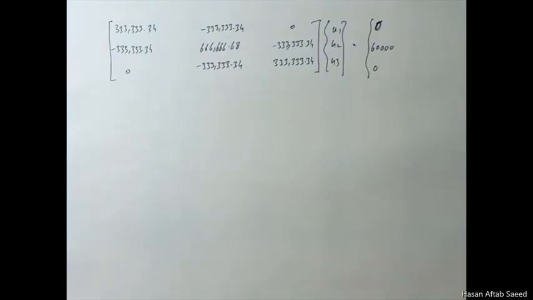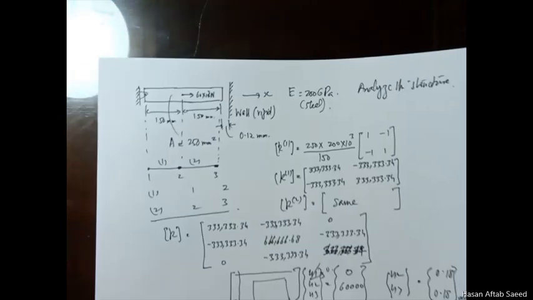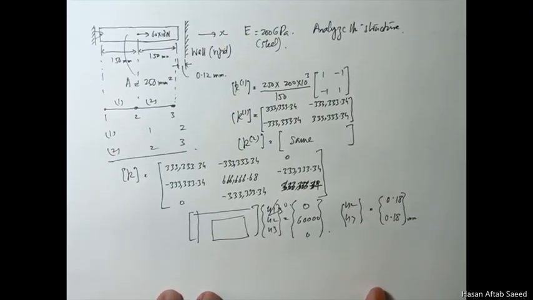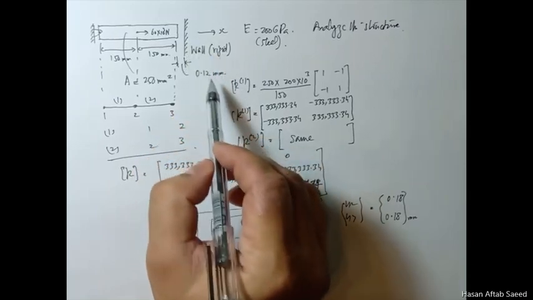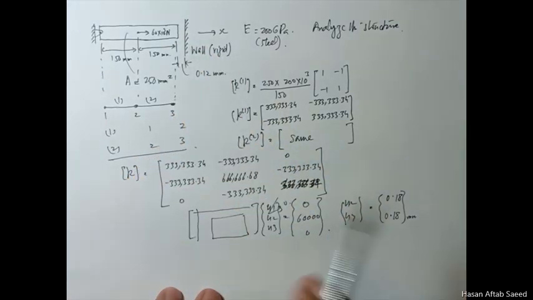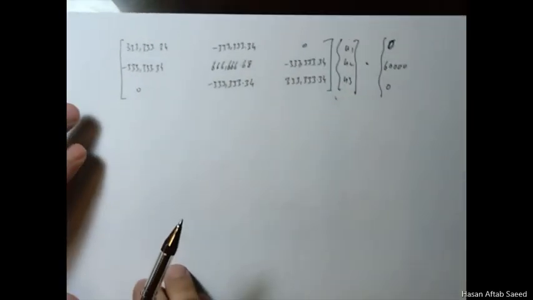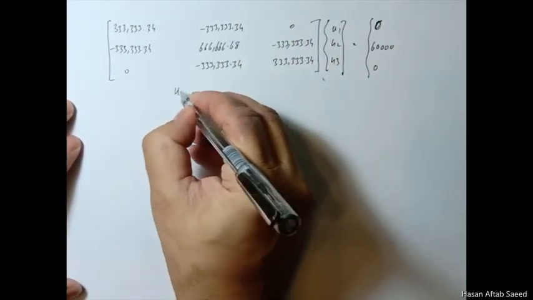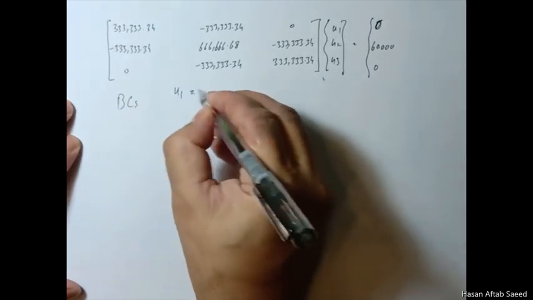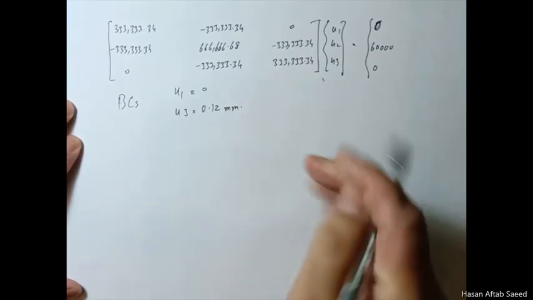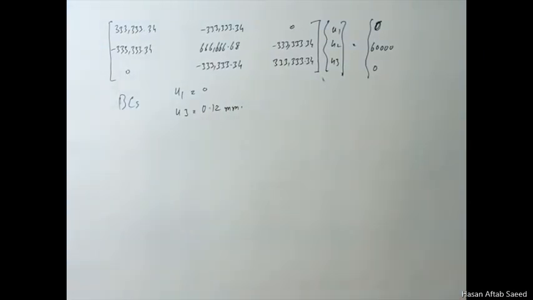Now we know that u1 is equal to 0. Very obvious here. u1 is 0 and u3 is 0.12 now, because if the wall wasn't here, this would have exceeded this, but the wall will stop it at 0.12. So we know u1 is equal to 0, u3 is equal to 0.12. We know this. Boundary conditions now. u1 is equal to 0, u3 is equal to 0.12 millimeter.